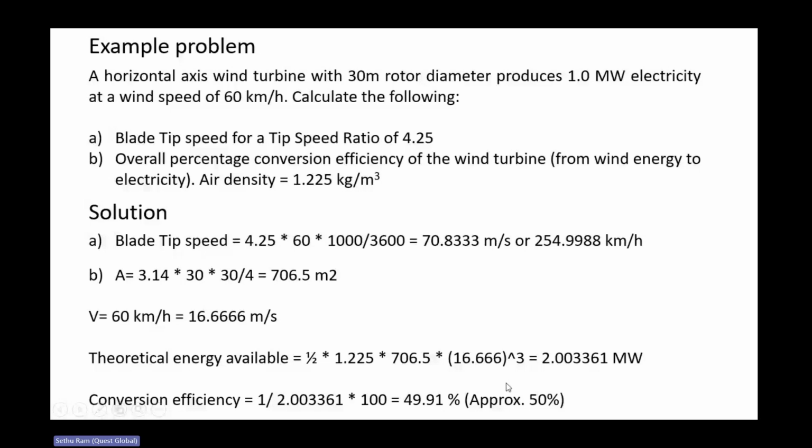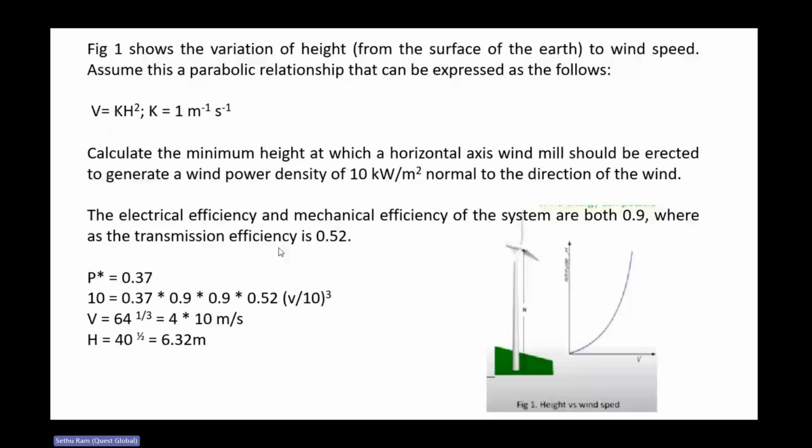And this is another problem example. So this is the graph of speed versus height. So if height increases, the velocity will be like this in parabolic form, means velocity will be k h square. Based on this equation, the velocity will be calculated for the given height.